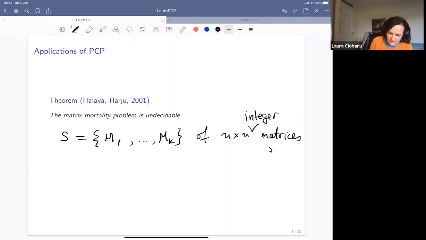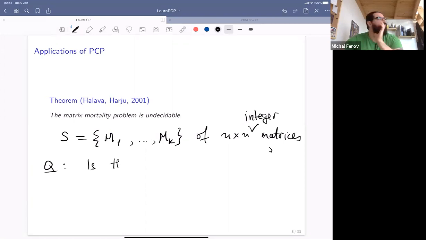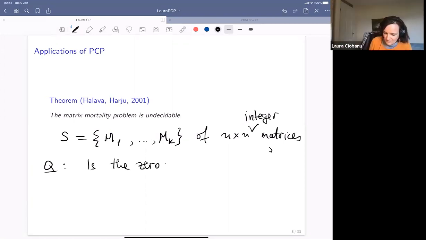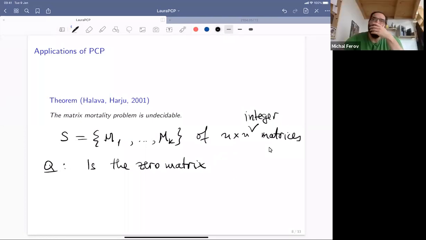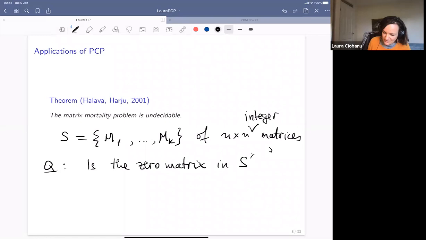The question is the zero matrix, how do I write that? A zero like that? I don't know how you write the zero matrix in the best way. That looks funny. So it's a zero matrix in S star, right? So among the products of all these K matrices.